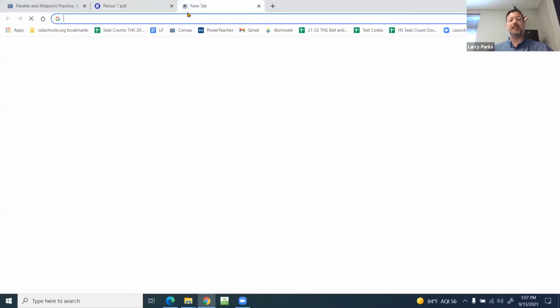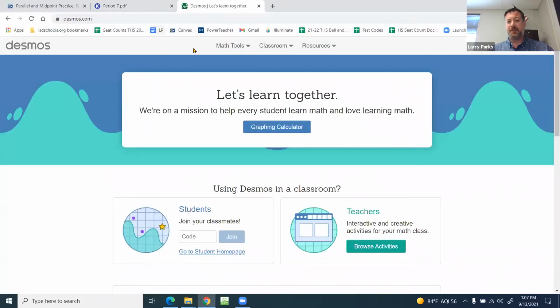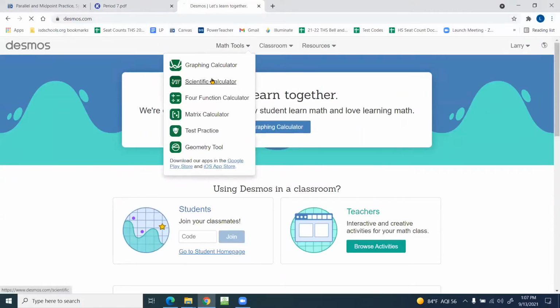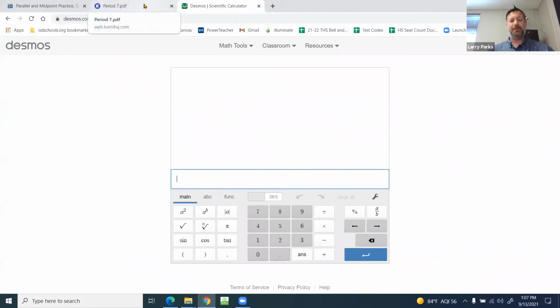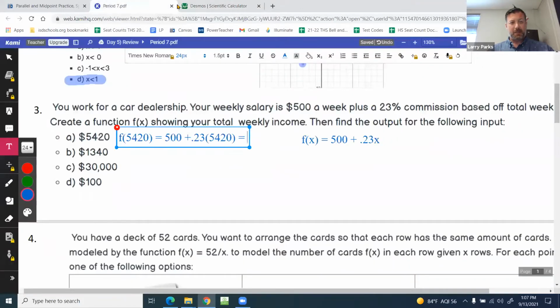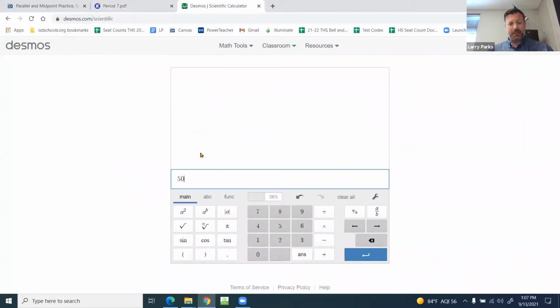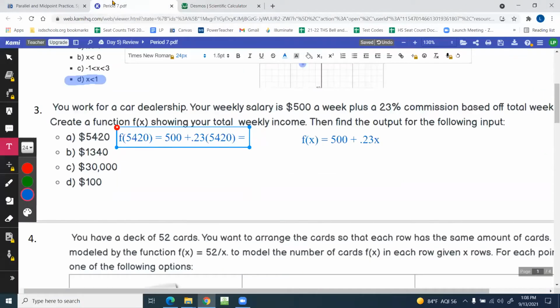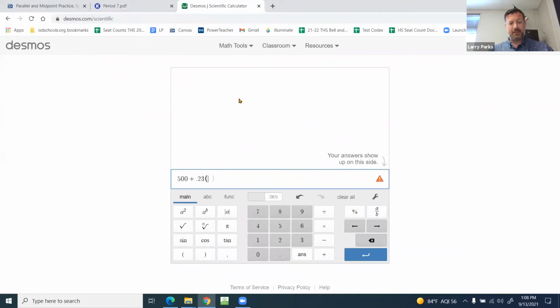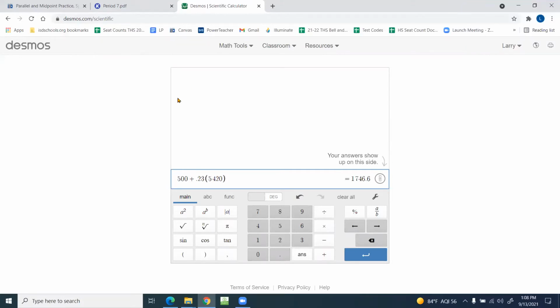So I'm going to go out to Desmos. You're going to have access to Desmos as well. You'll have access to the scientific calculator. And I'm going to type in 500 plus 0.23 times 5420. How much did I make? 1746.6, so nearly $1,800.